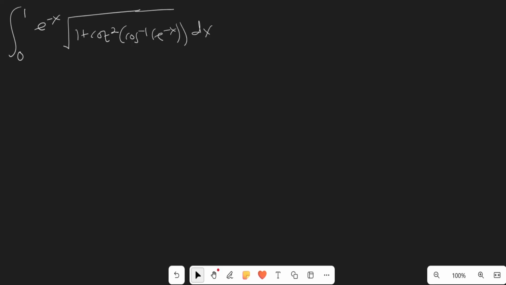So in this tutorial, we'll be looking at the integral from 0 to 1 of e to the x multiplied by the square root of 1 plus cotangent square of cosine inverse of e to the negative x dx. How do you evaluate this integral?